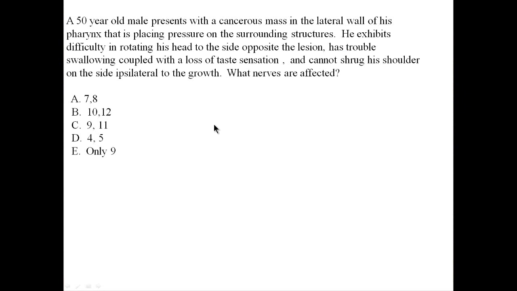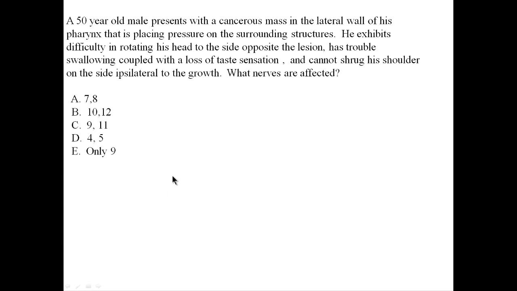All right, we're going to end with a question here. A 50-year-old male presents with a cancerous mass in the lateral wall of his pharynx that is placing pressure on the surrounding structures. He exhibits difficulty in rotating his head to the side opposite the lesion, has trouble swallowing, coupled with a loss of taste sensation. And in addition, he cannot shrug his shoulder on the side ipsilateral to the mass, to the growth. What nerve or nerves are affected?